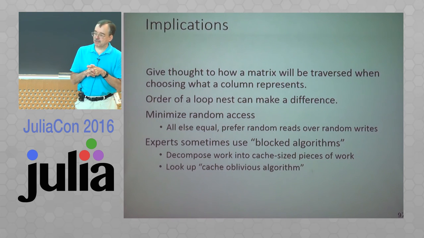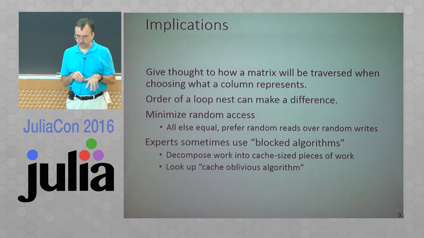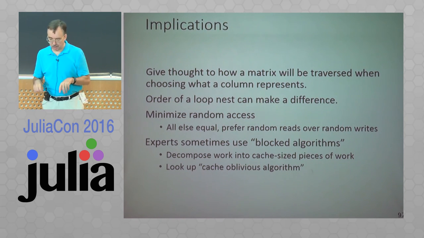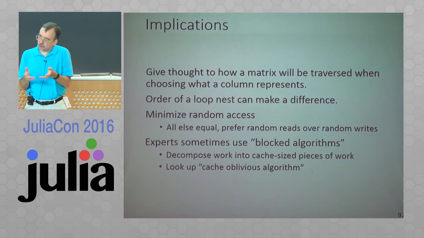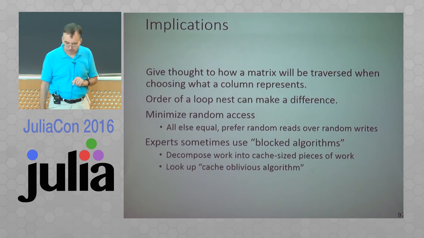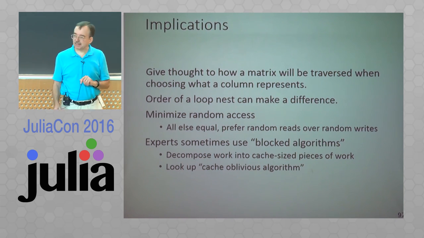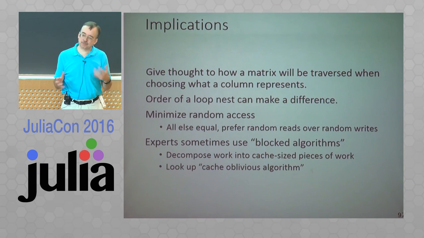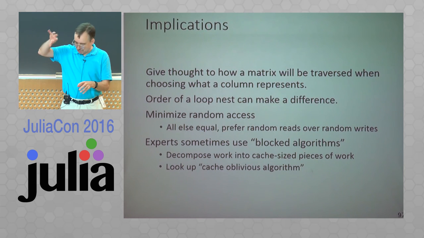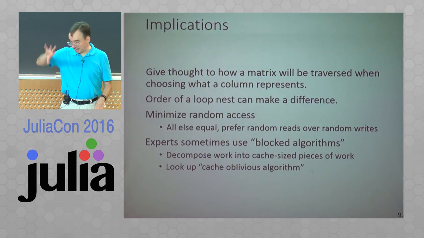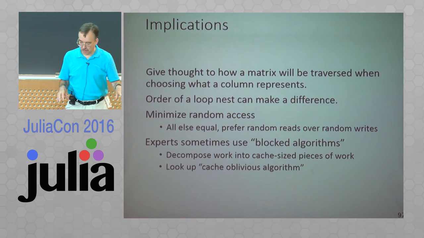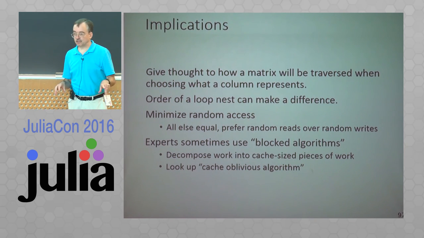If you're traversing a large matrix, you really want to do it column-wise, or make the innermost loop operate over the columns. You'll find that if you play with different orders of a loop in a loop nest, you'll get different speeds. And in some cases you'll be stuck with either a nice smooth sequence of reads but random writes, or random reads but nice smooth writes. You probably want to favor the random reads over the random writes.